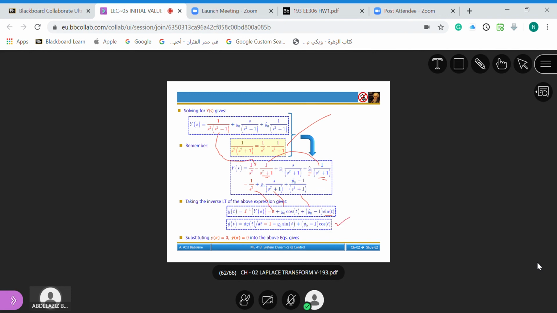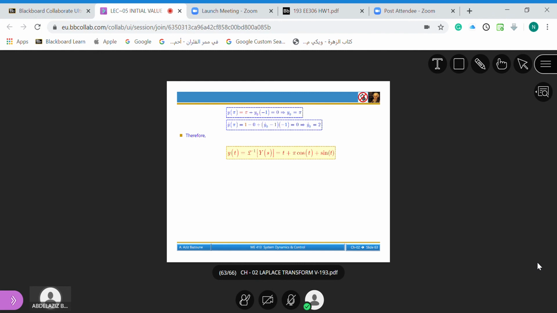Now I have my solution, but I need to find what is y0 and what is y dot 0. If you go back, y of pi was given to us to be equal to pi. So pi plus y0 times minus 1, so y0 will be equal to pi. And y dot of pi will be equal to 1 minus 0 plus y dot 0 minus 1 multiplied by minus 1, which will give you y dot 0 is equal to 2. You substitute y0 and y dot 0, and you will find the solution to be this one: t plus pi cosine t plus sine t.